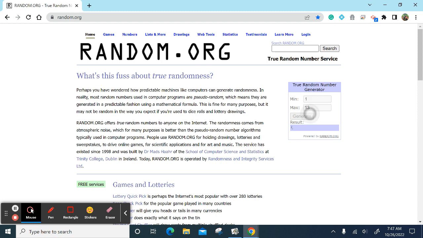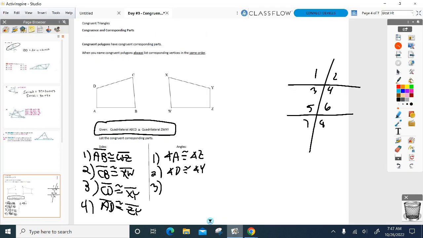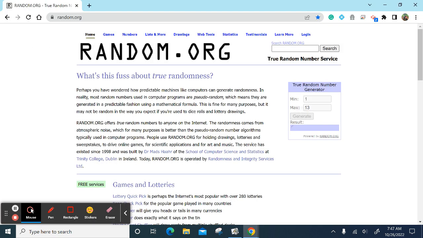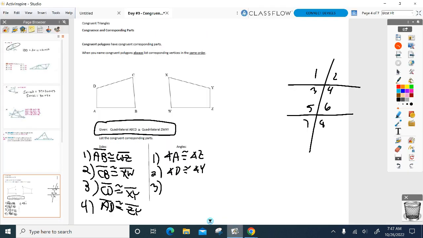Next up, what do we got? X congruent to C. X and C. Yep, good work. And then finally, what am I missing? B and W. Okay. If the figures are congruent, so are their corresponding parts. And what I mean by parts are sides and angles. Parts: sides and angles.